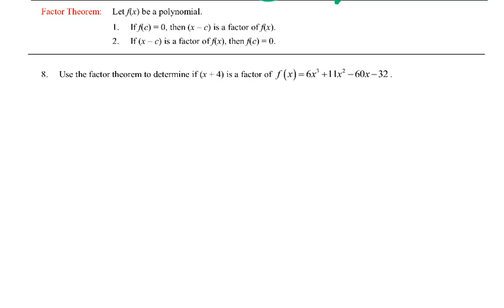So we're going to use this factor theorem to determine if x plus 4 is a factor of f of x equals 6x to the 3rd plus 11x to the 2nd minus 60x minus 32. Now remember, we're looking for something in the form of x minus c. So if I have x plus 4, that's the same thing as x minus -4. So my c value is actually a -4.